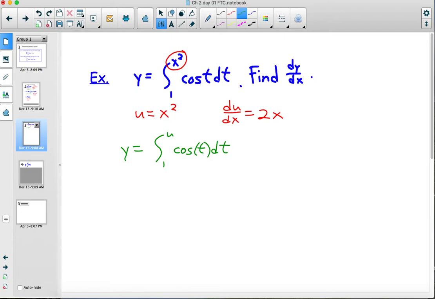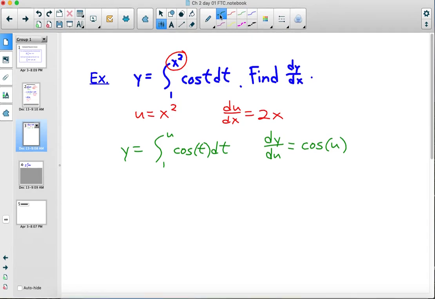So now everything is in terms of u, so now we know that dy/du, let me move this over here, thinking ahead, dy/du is simply going to be cosine of u, using the fundamental theorem of calculus. So if you haven't figured it out by now, basically we're taking this and we're plugging it in for the variable here when we're taking the derivative of an integral.